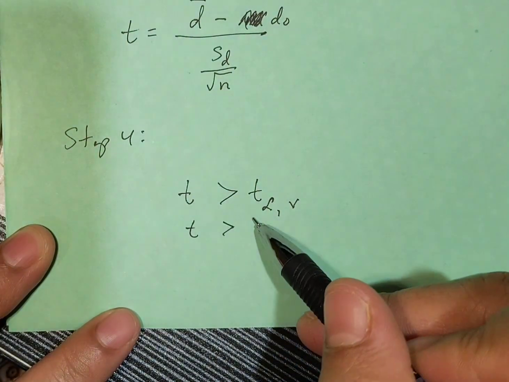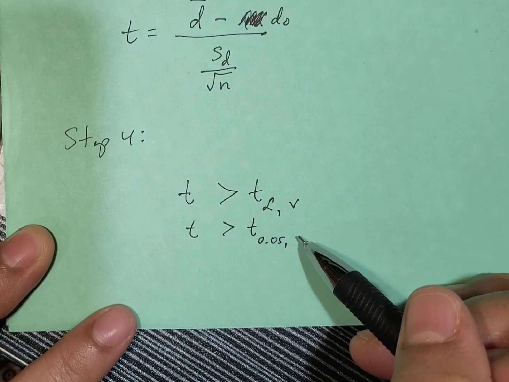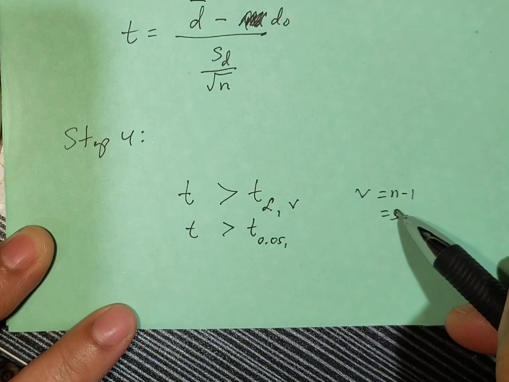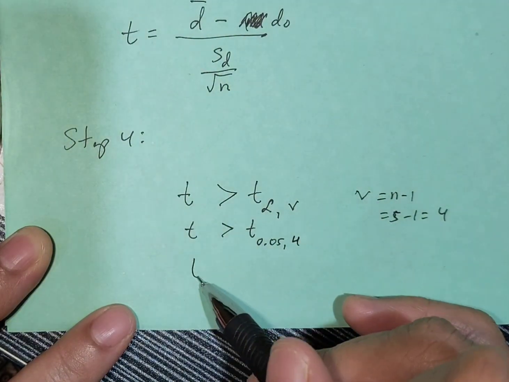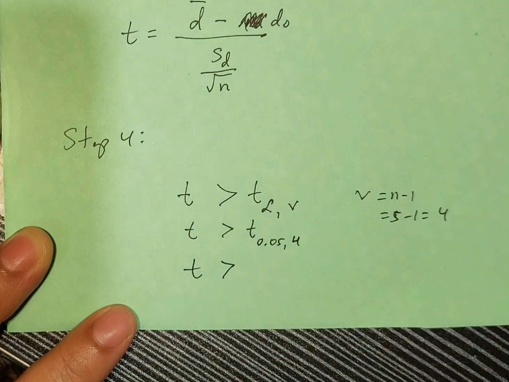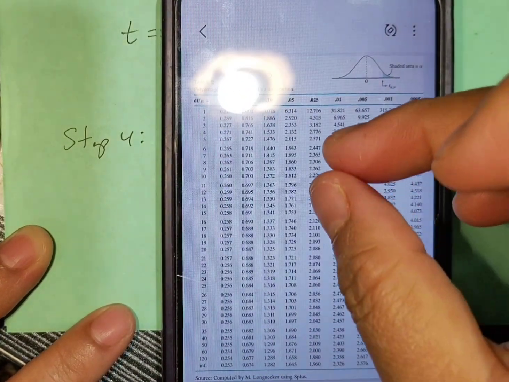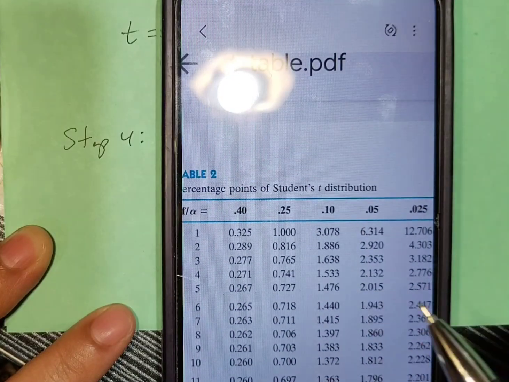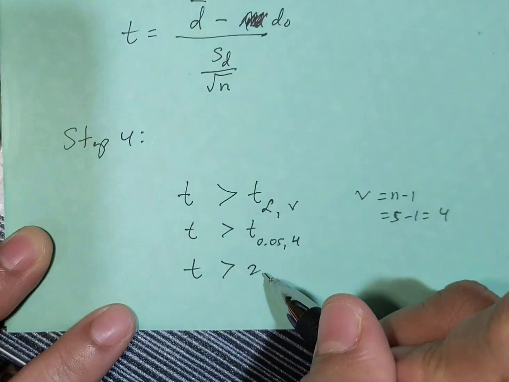Now your t is greater than the t at your alpha 0.05, degrees of freedom v. But your v is n minus 1, and there are 5 paired observations. So 5 minus 1, we have 4. So this is a degrees of freedom 4. Your t computed must be greater than, if we look at the table here, t at 0.05 with 4 degrees of freedom, 2.132. Okay, so we have t is greater than 2.132.